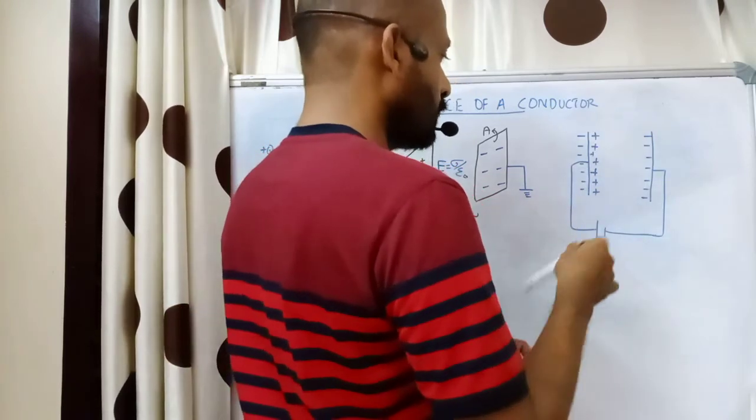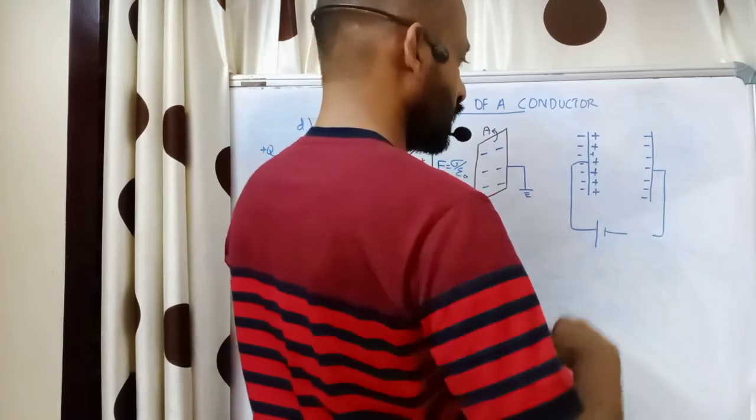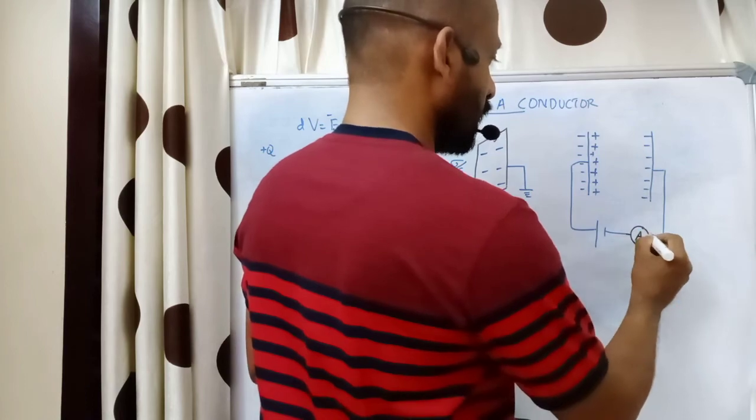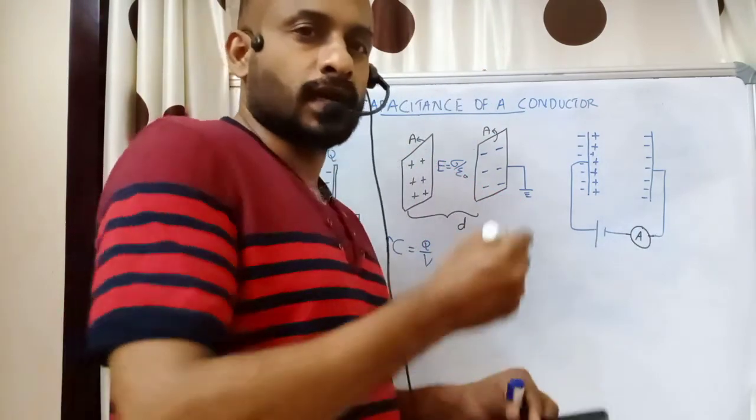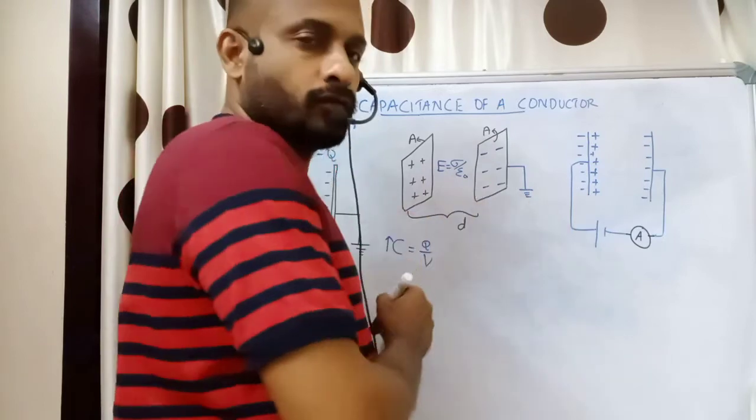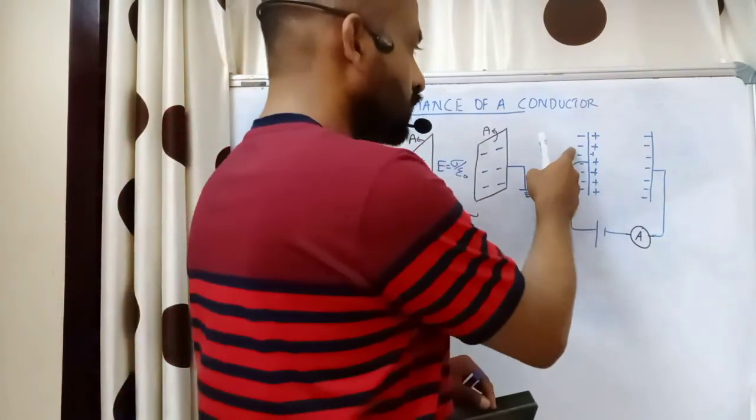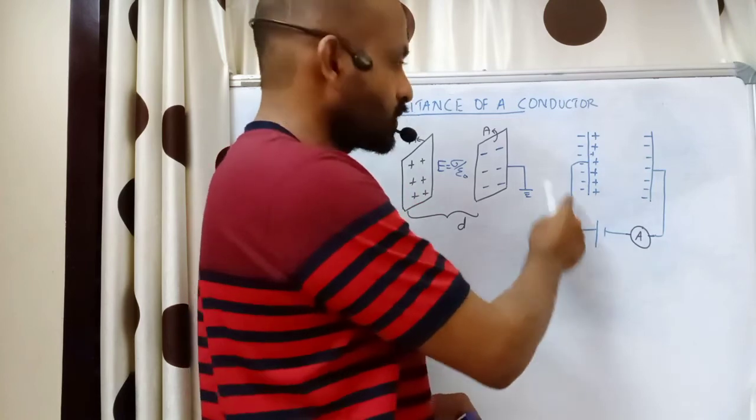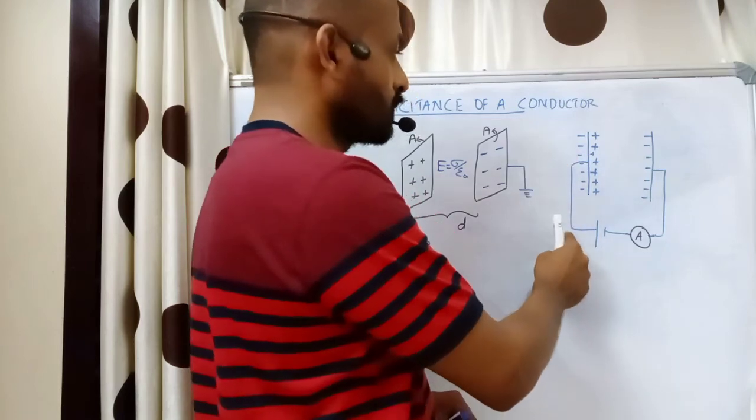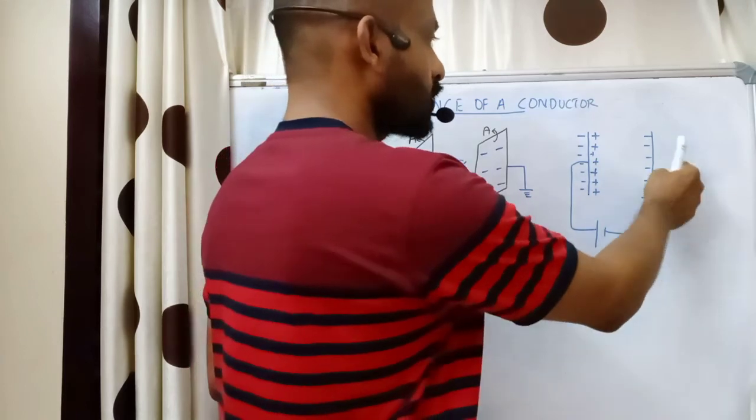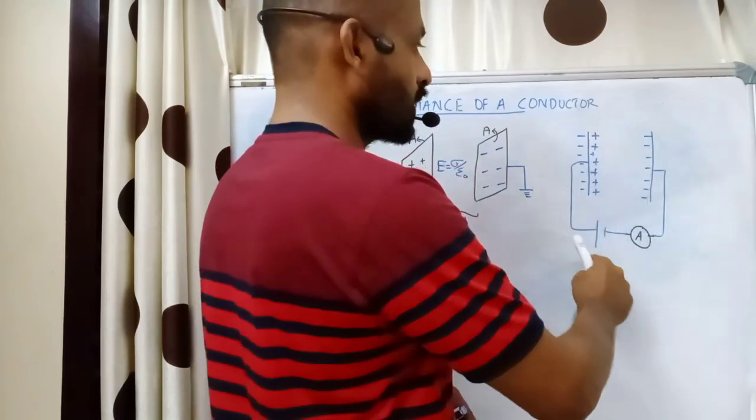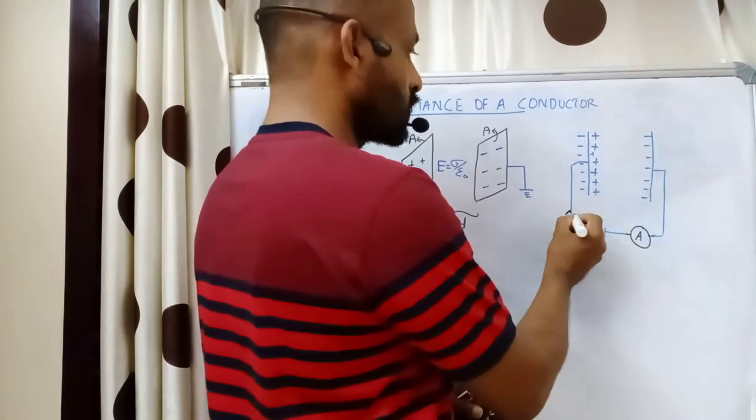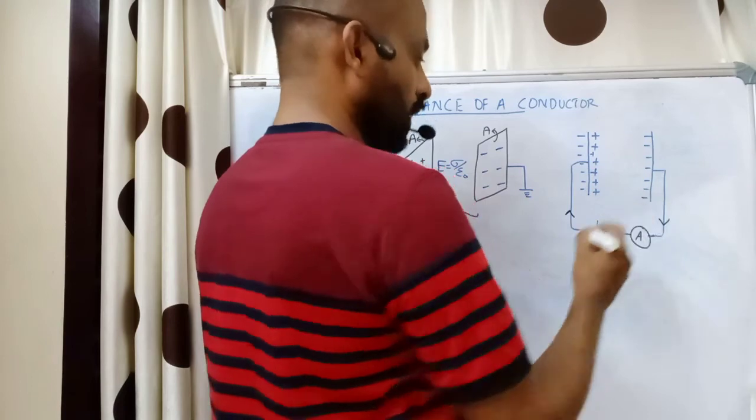Means when we connect an ammeter here, the ammeter registers a current. Till the capacitor gets fully charged, there will be current flow. The negative charges were flowing to the positive, neutralizing a sufficient number of positive charges. Electrons will flow in this direction, then in this direction, so continuously electrons are flowing. What's the direction of current then? The direction of current will be opposite to the electron flow.